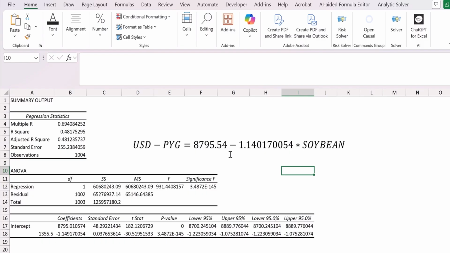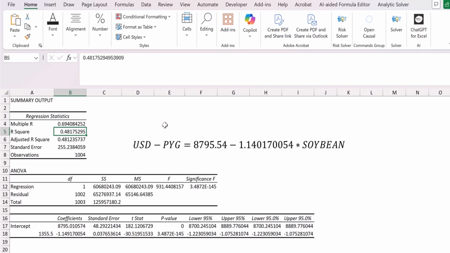The R square is approximately 0.48, meaning that nearly 48% of the variation in the US dollar PYG exchange rate is explained by soybean prices alone. For a single variable regression using daily financial data, this represents a very strong explanatory relationship.